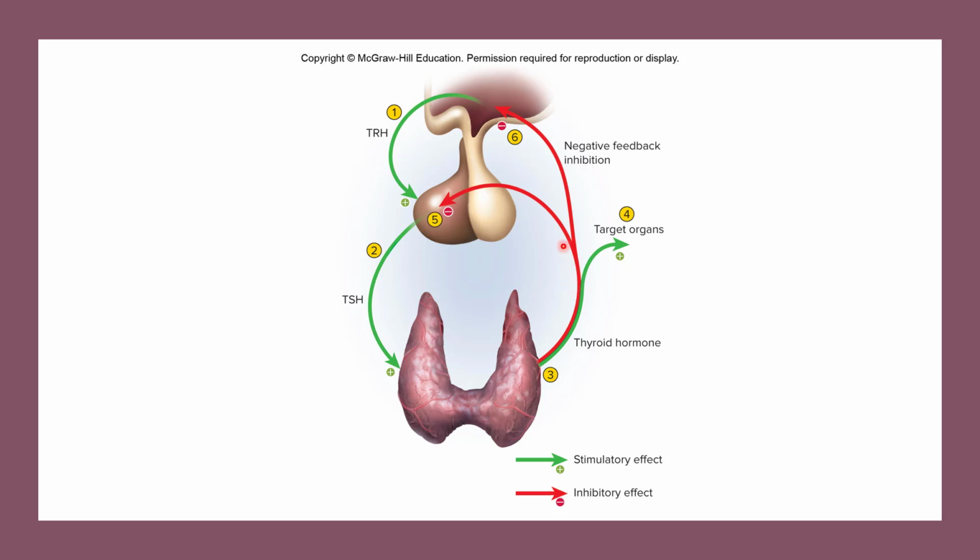It also feeds back to the anterior pituitary, tells it to stop releasing TSH, and to the hypothalamus, tells it to stop releasing TRH. The result is we stop stimulating the thyroid gland and T3, T4 drop back down to normal. This is our negative feedback loop for the thyroid.